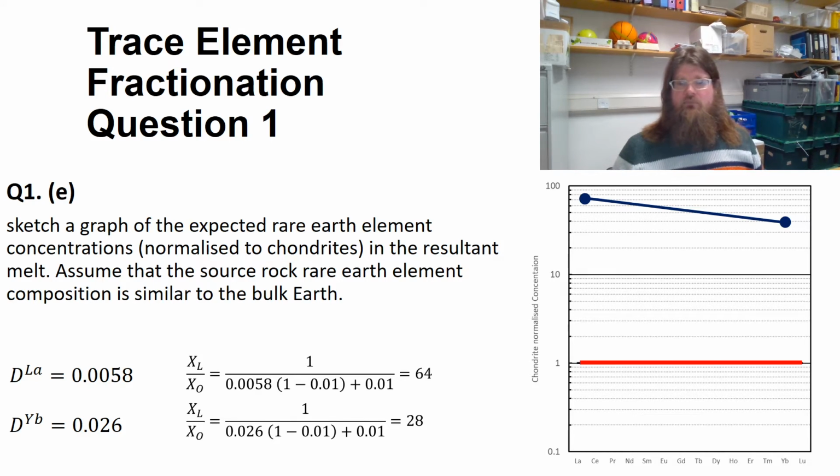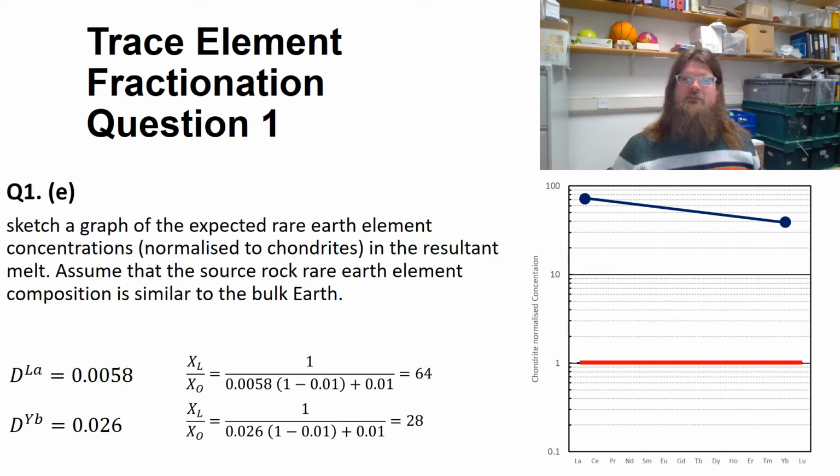So what I've got here is a graph of what I was really expecting. So we've got along the bottom the rare earth elements. These are basically given in the figure in the question. And then we've got the concentration in the resultant melt, normalized to the chondrite concentration. So this is the concentration in the melt divided by the concentration in chondrites.